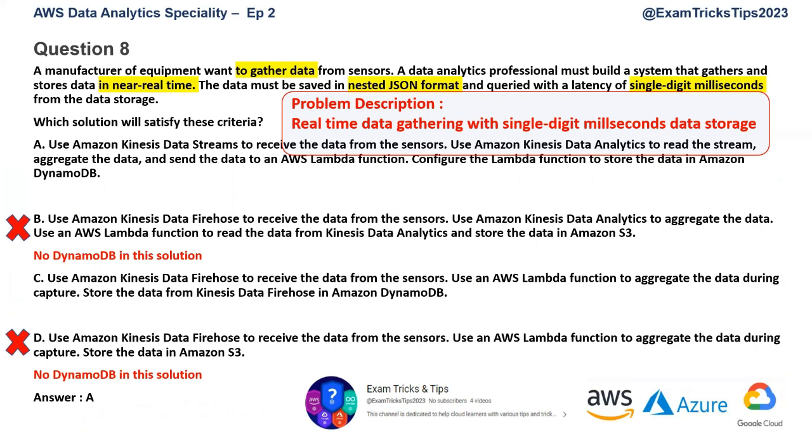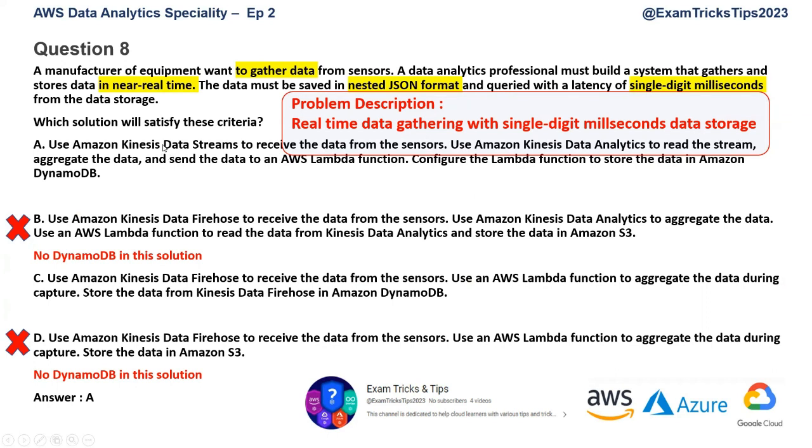Now, when you deal with single-digit millisecond data storage, what should come to your mind is DynamoDB. You need DynamoDB for that. And in options B and D, you can see there's no DynamoDB, so you can strictly reject these options. So what you're left with is option A and option C. Both of them have DynamoDB.